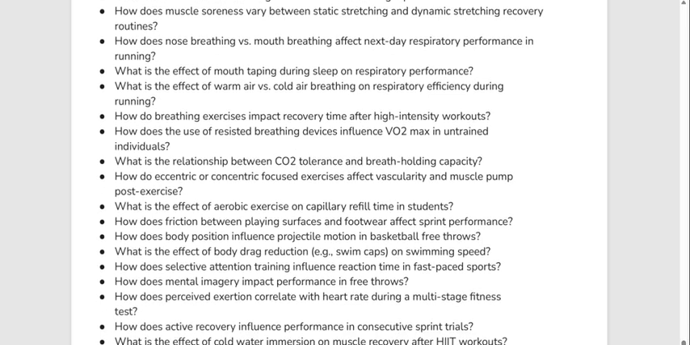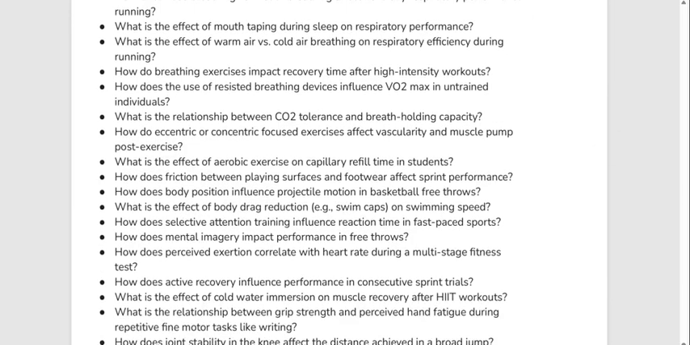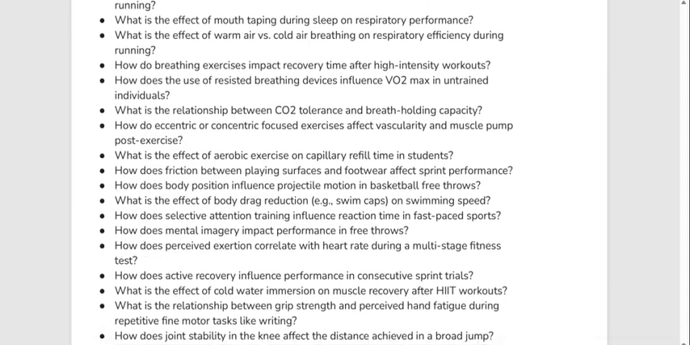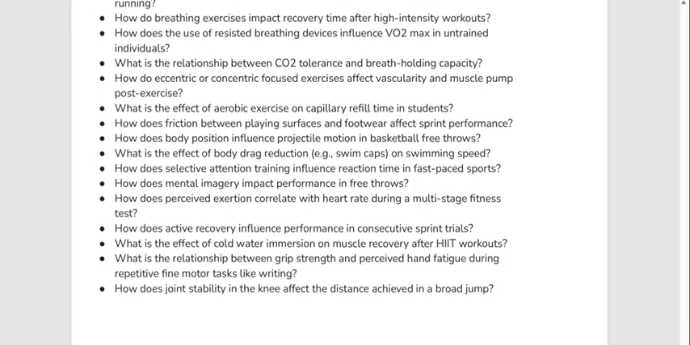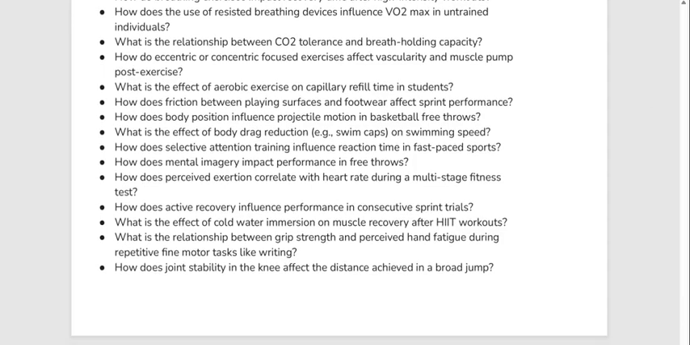Okay, I like this one. How does nose breathing versus mouth breathing affect next day respiratory performance in running? Or how does mouth taping at night have an effect on respiratory performance? That's a big new trend right now. People are mouth taping, my husband included. I will say it does help with snoring, not gonna lie.